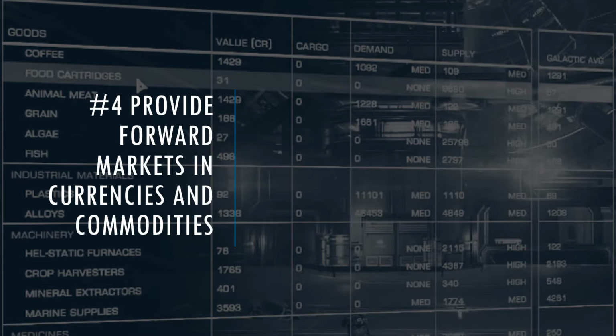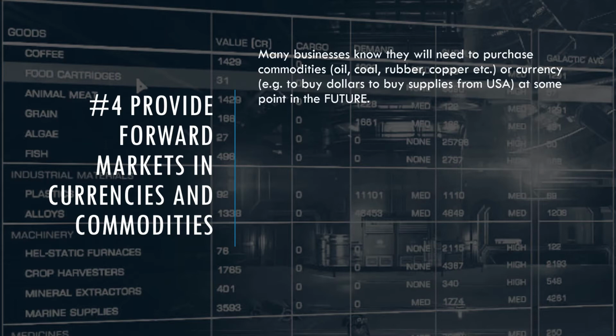So let's make notes on this and go through again the idea of a forward market, a forward contract. Many businesses know they will need to purchase commodities or currency at some point in the future. So I might need to buy oil in 6 months' time. Or if I want to buy supplies from the USA in 6 months' time, I might need to buy dollars, convert my currency, euros or pounds, into dollars.